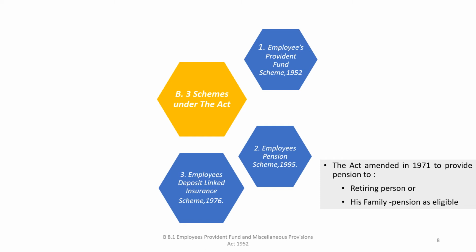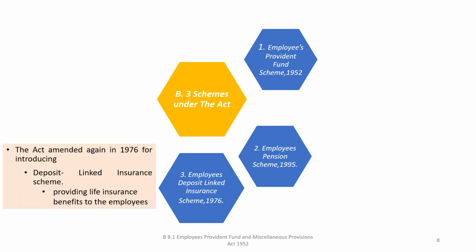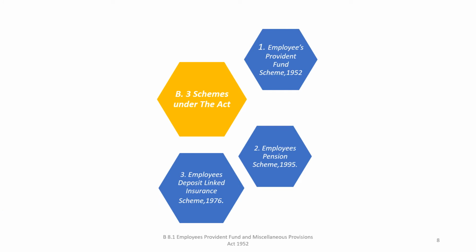After the Provident Fund, there came the second scheme of Employee Pension Scheme in 1971. Once again, to provide pension to a retiring person or to his family in the event of his demise, and which was followed by Employees Deposit Linked Insurance Scheme of 1976, which provided for life insurance cover to an employee with the beneficial payment going to the nominee of the employee after his death. Now, these are the three schemes which are included in the Employee Provident Fund and Miscellaneous Provisions Act 1952, and we will get into each of these schemes and understand their key features in the process.